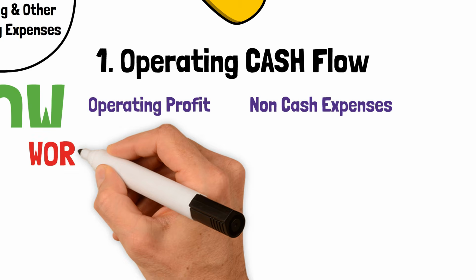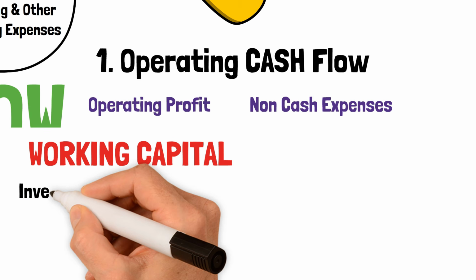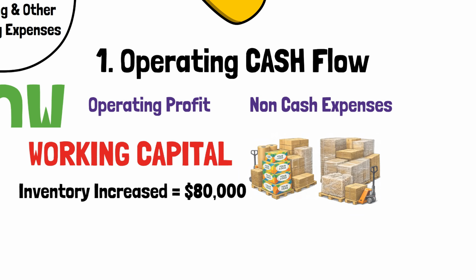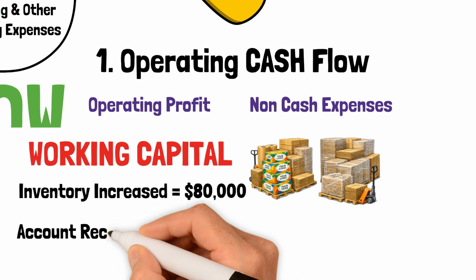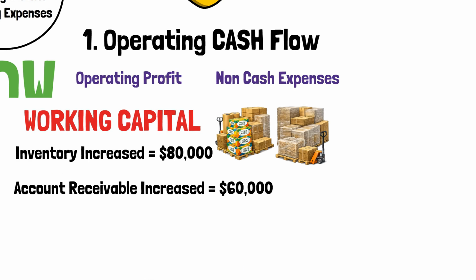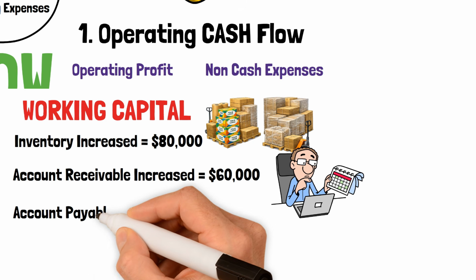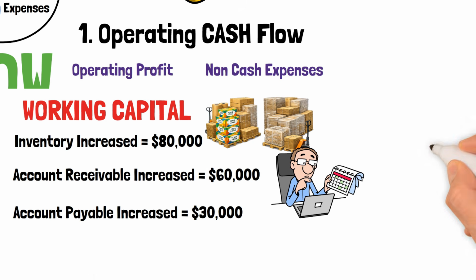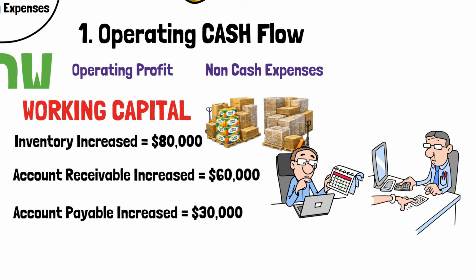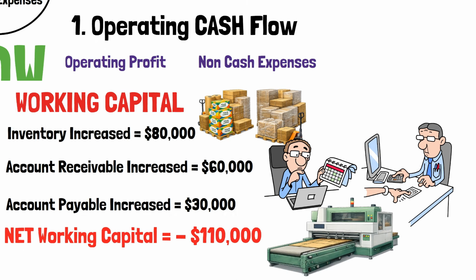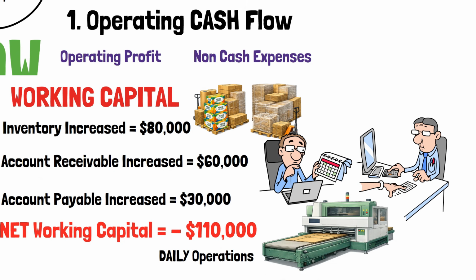Now we adjust for working capital. Let's say inventory increased by $80,000 because the business stocked more boxes and raw material. Accounts receivable increased by $60,000 because some customers have not paid yet. Accounts payable increased by $30,000 because the business delayed payments to suppliers. The net working capital change is negative $110,000. This means real cash is tied up in daily operations.